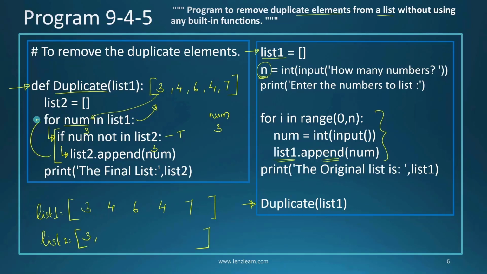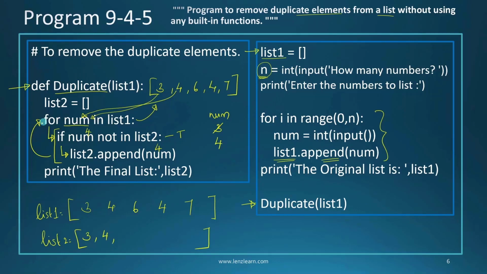So now the control will come back to the loop. Now the next value 4 will be loaded into control variable num. So the value of num will become 4. Now it will check whether 4 not in list 2. Right now list 2 has only value 3. So value 4 is not available inside it, right? So this condition check again will be true. I will come into the append function. There I will add value 4, that is the value of num, to list 2. So now 4 will be added to list 2.